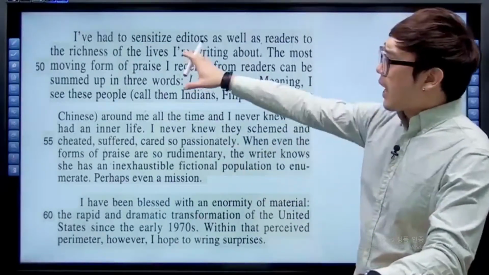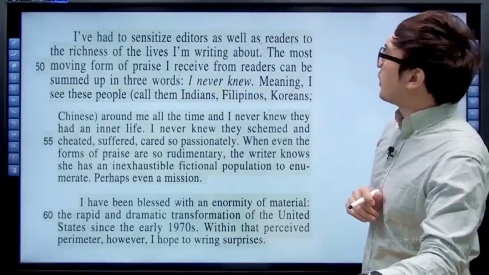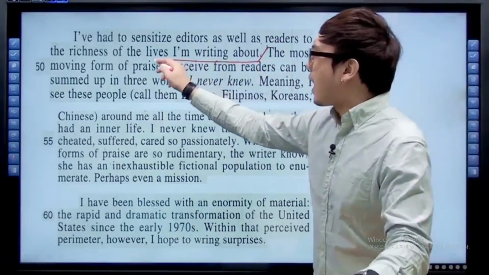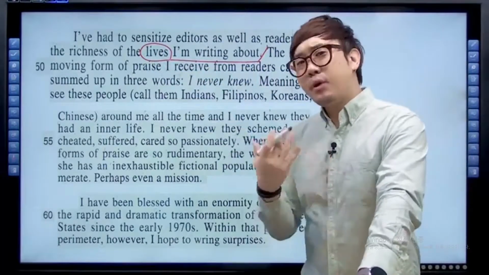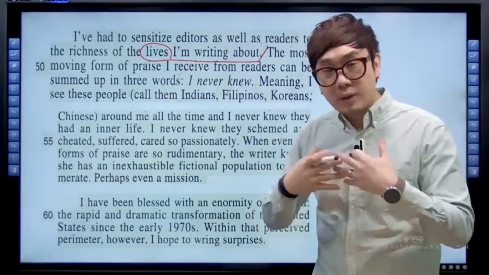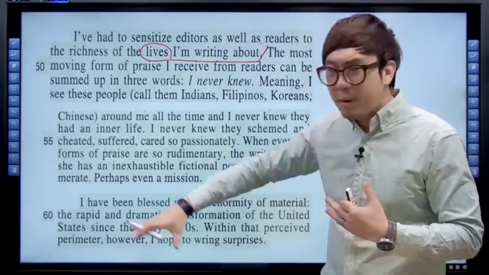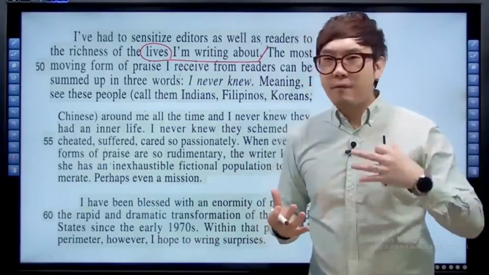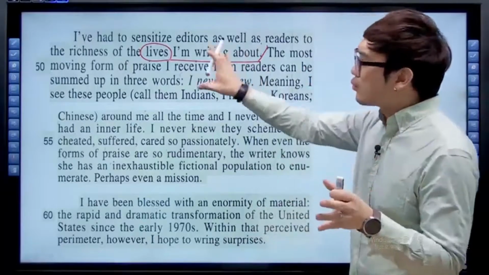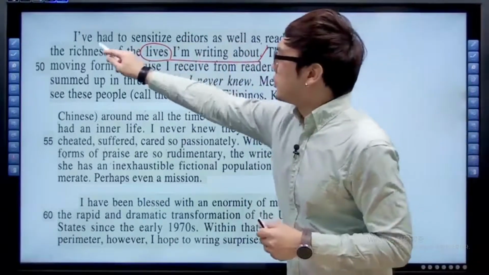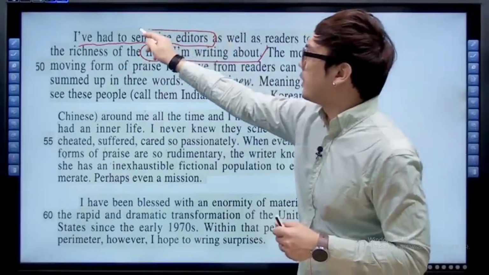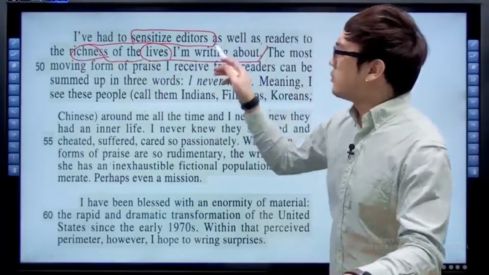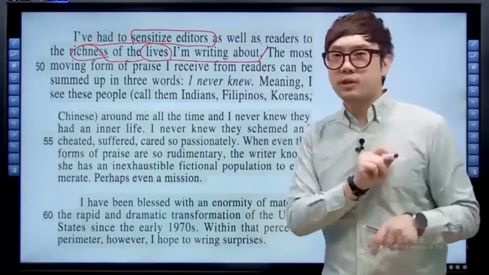Next paragraph. I'd have to sensitize editors as well as readers to the richness of the lives I'm writing about. So she's writing about the lives, we don't know which lives, but pretty much she wants to write about her own life, right? Meaning there are a whole bunch of other immigrants who would move to the States from everywhere else, and she wants to write about those lives because she has to sensitize the editors, meaning let the editors and the readers know something about the richness of the lives of these people who have moved to the States, all right?